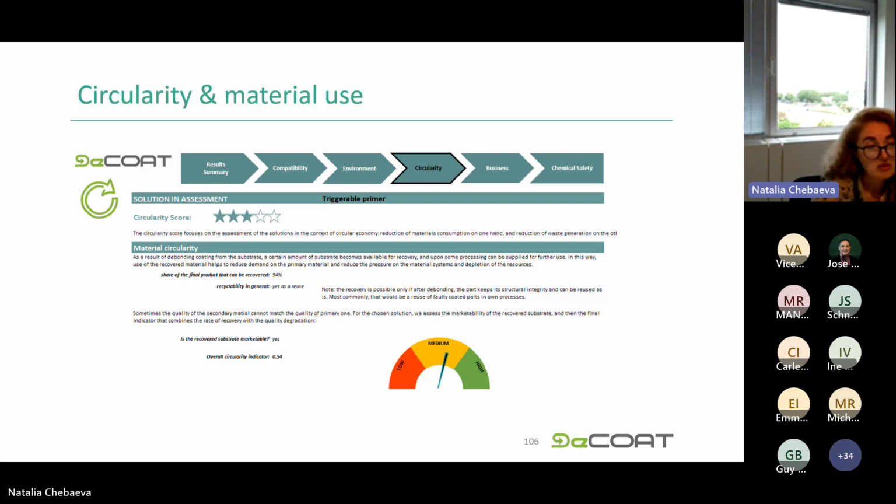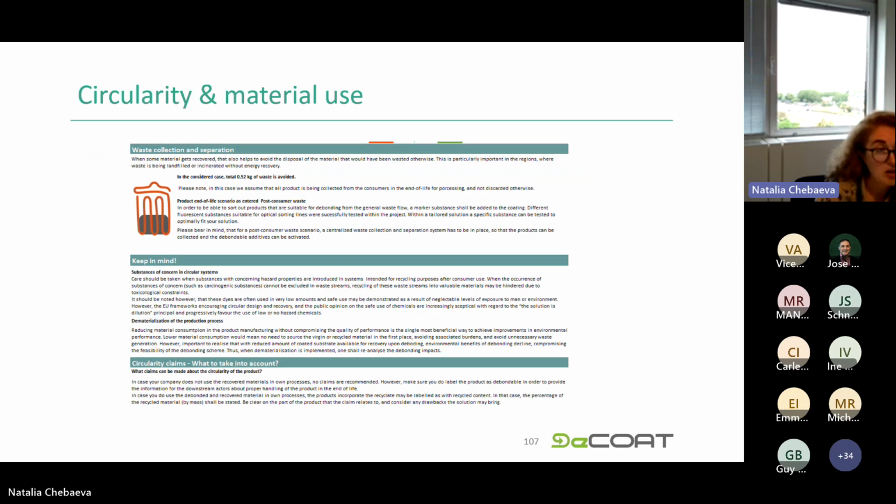In the circularity and material use, we're using the UN recommended metrics for circularity, and we measure the share of the product that can be recovered and brought to the secondary material market, and adjust this coefficient for quality degradation if and when it's happening. And we can also estimate how much waste generation is avoided due to the DECOAT solutions.